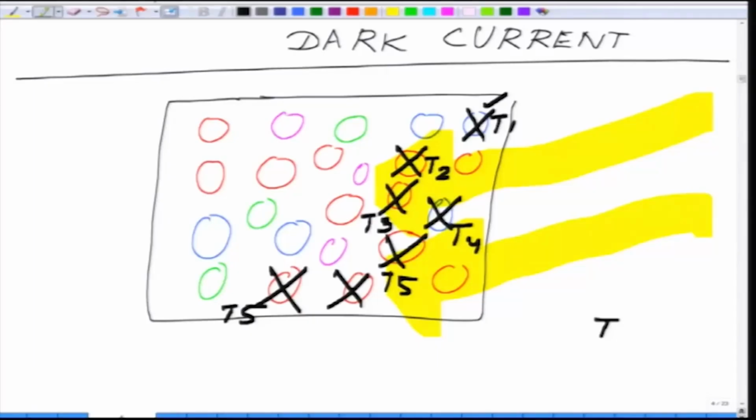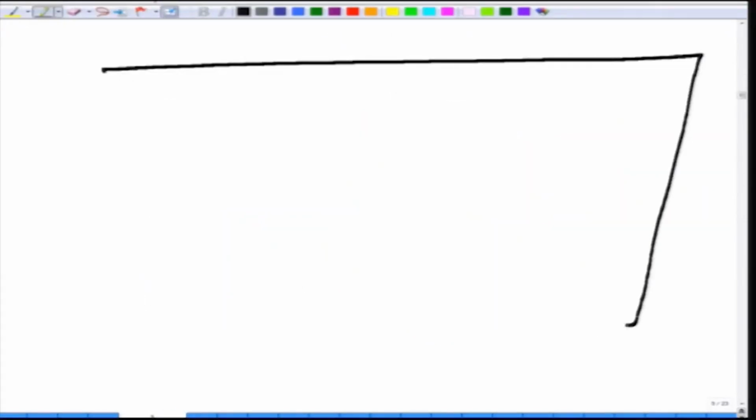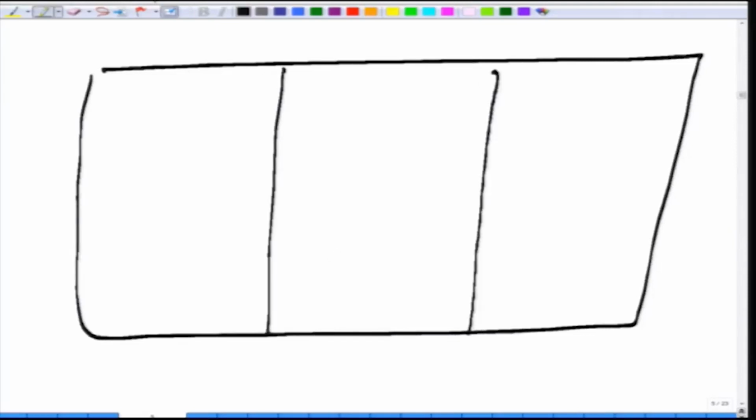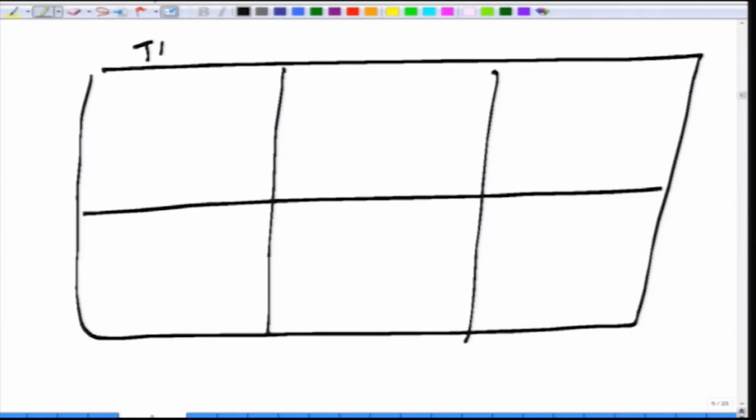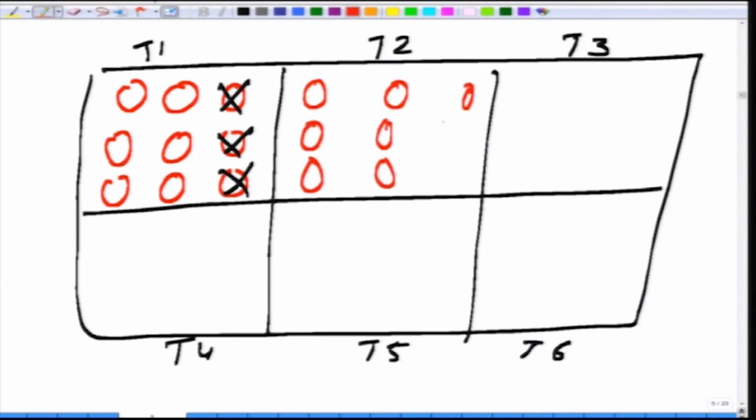So, for example, at frame 1, let's try to see what is happening by drawing 6 frames. Okay. So, this is time T1, this is time T2, this is time T3, this is T4, this is T5, and this is T6. When the first shot of light comes, this one goes off. Okay. The next frame, this one, and this one goes off.